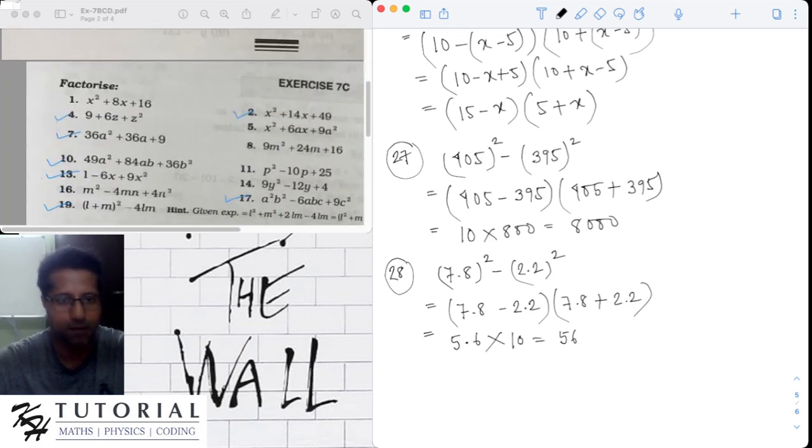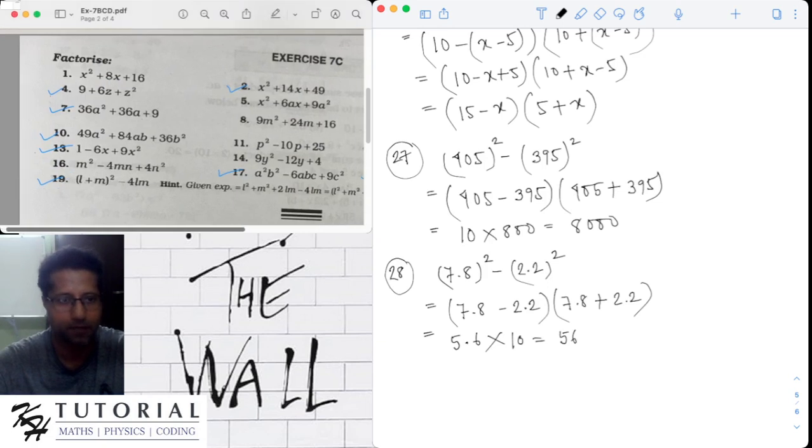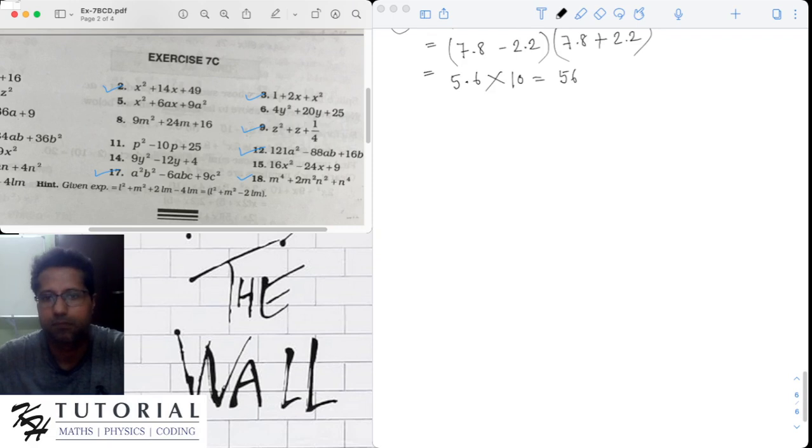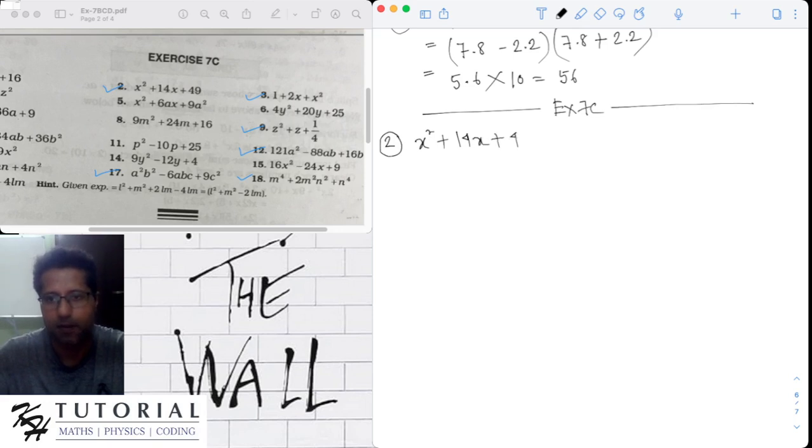Okay. These were the selected problems from exercise 7b. Now let's do some problems from exercise 7c. The first one is, we have to factorize x square plus 14x plus 49.